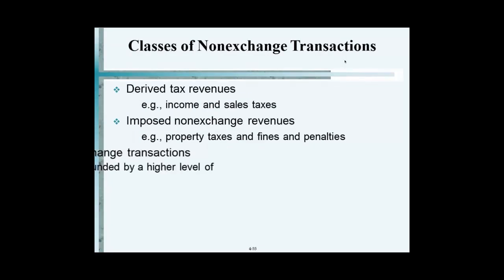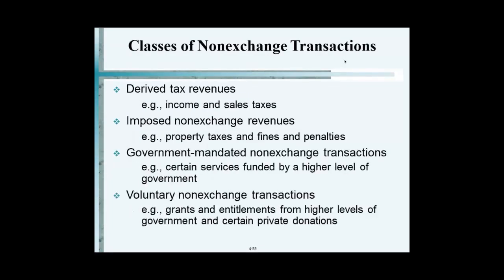Okay, we're almost done. These are the non-exchange transactions. And I want you to remember these four classes of non-exchange transaction. Derived tax revenues. Why derived? Because it's derived from the value of your income or of the sale. Derived tax revenue, non-exchange. You paying sales tax, you're not getting anything back. Price of the item, yes, but when you pay the sales tax, somebody can say yes, the state's providing services, but not in that sense.